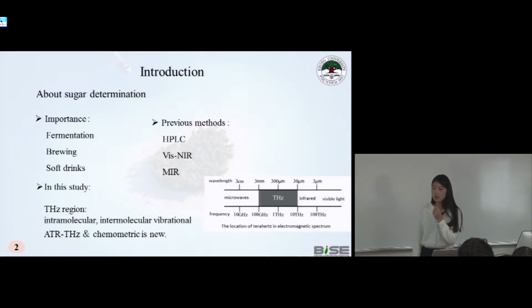When terahertz spectroscopy is applied to solutions, the water has a strong absorption. So using the attenuated total reflectance method, ATR method for short, for sample presentation, we can get the spectrometric information of the sample. So in this study, the authors want to show ATR terahertz together with chemometric techniques for determination of glucose concentration in the solution.